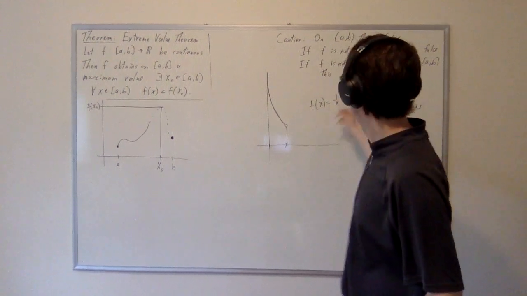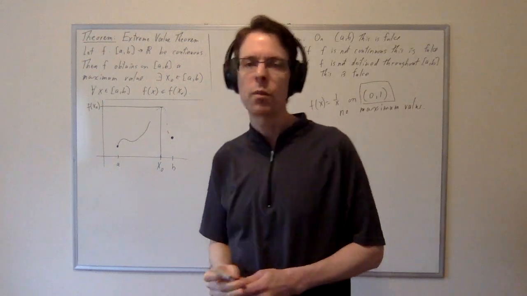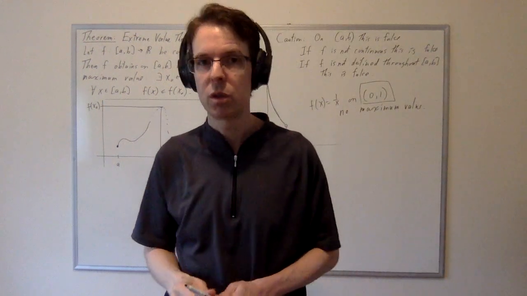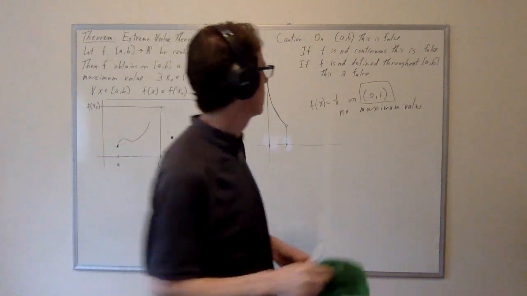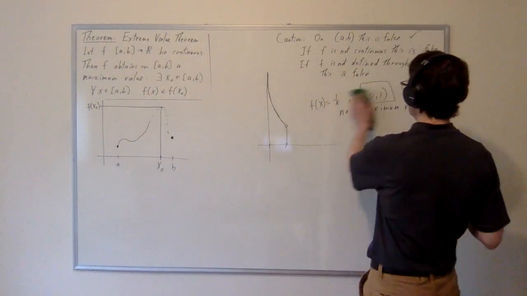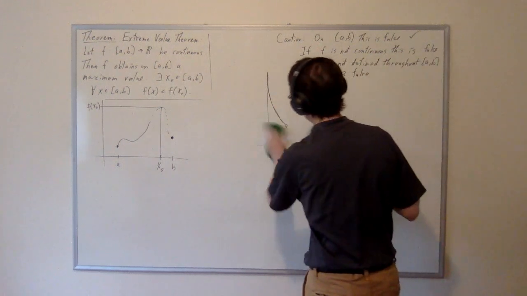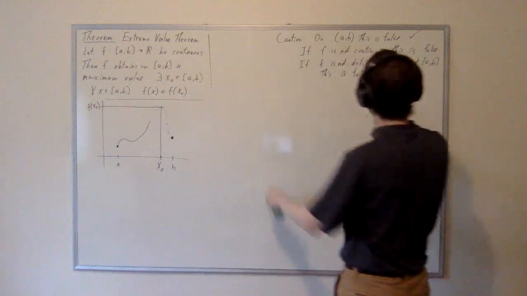Why is it false? Because the interval was broken. The interval was an open interval. The extreme value theorem applies only to closed intervals. So let's look at another example. So this illustrates that on an open interval, this theorem would be false. Well, rather, the conclusion of this theorem would not hold because the hypothesis doesn't.